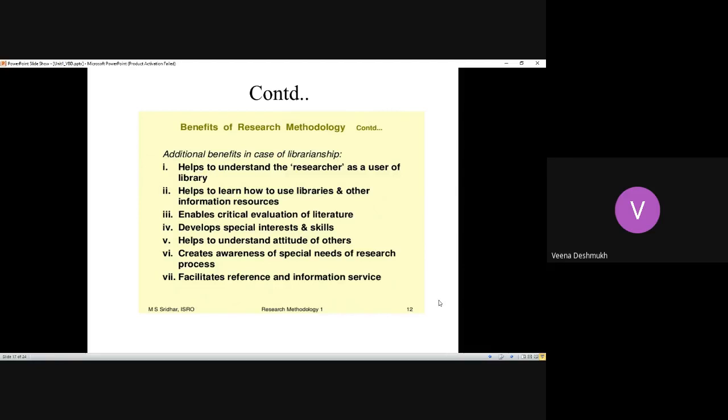Next one, additional benefits in case of librarianship. One example he has given: helps to understand the researcher as a user of the library. These are not so relevant now, but when there was no internet or the internet resources were limited, we were dependent on the journals and magazines which were available in hard form.